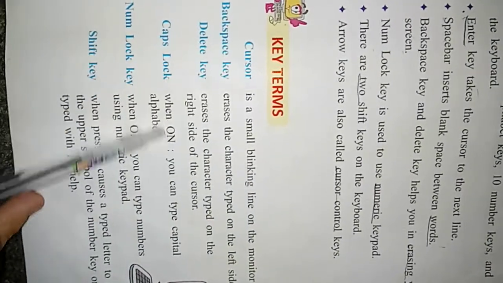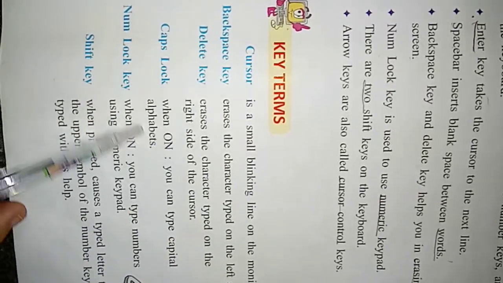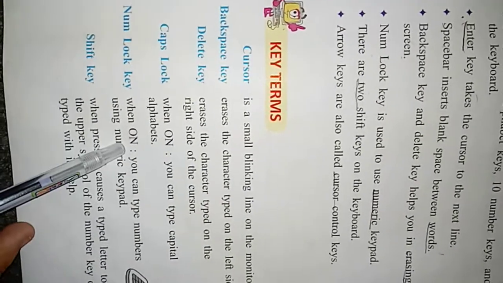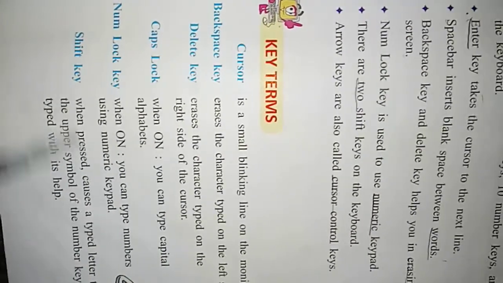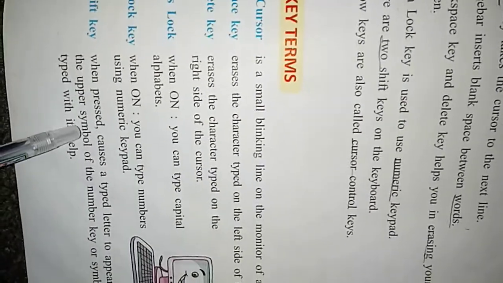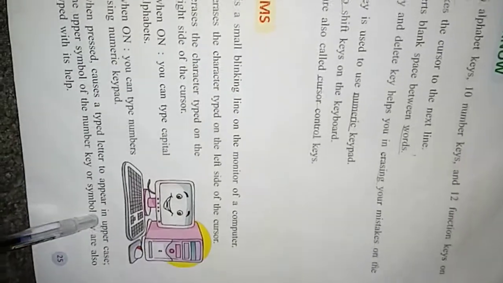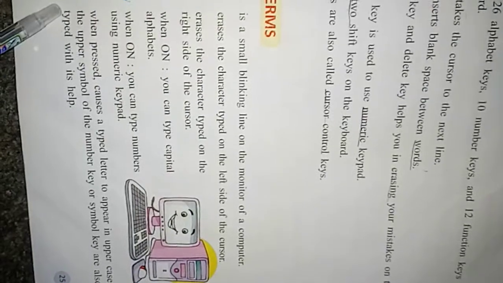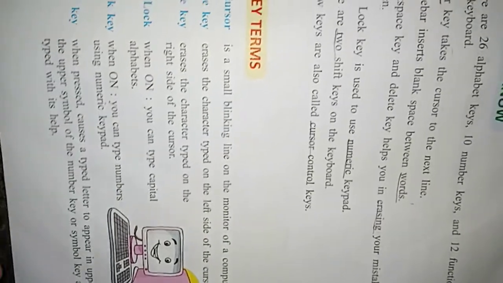Caps lock. When on, you can type capital alphabets. Numlock key. When on, you can type numbers using the numeric keypad. Shift key. When pressed, it causes a typed letter to appear in uppercase. The upper symbol of number keys or symbol keys are also typed with its help.